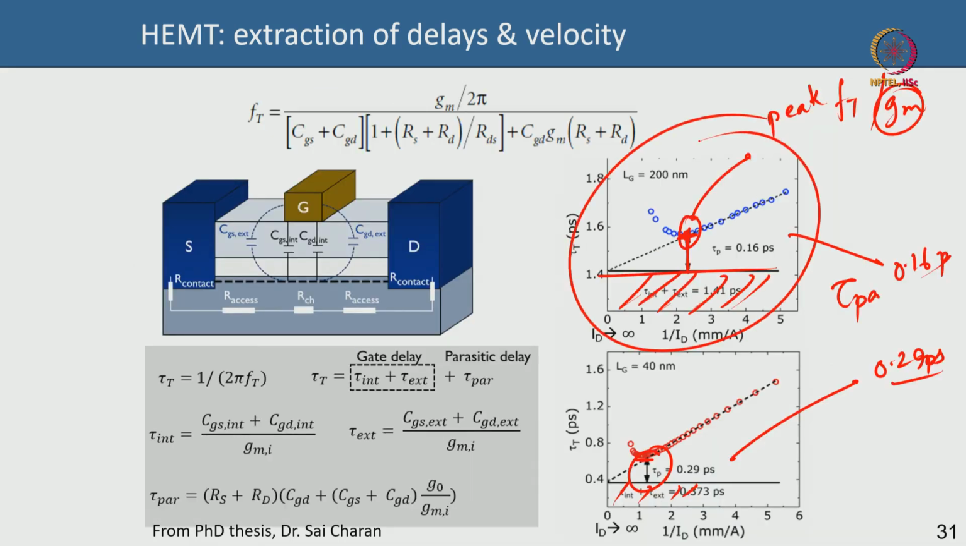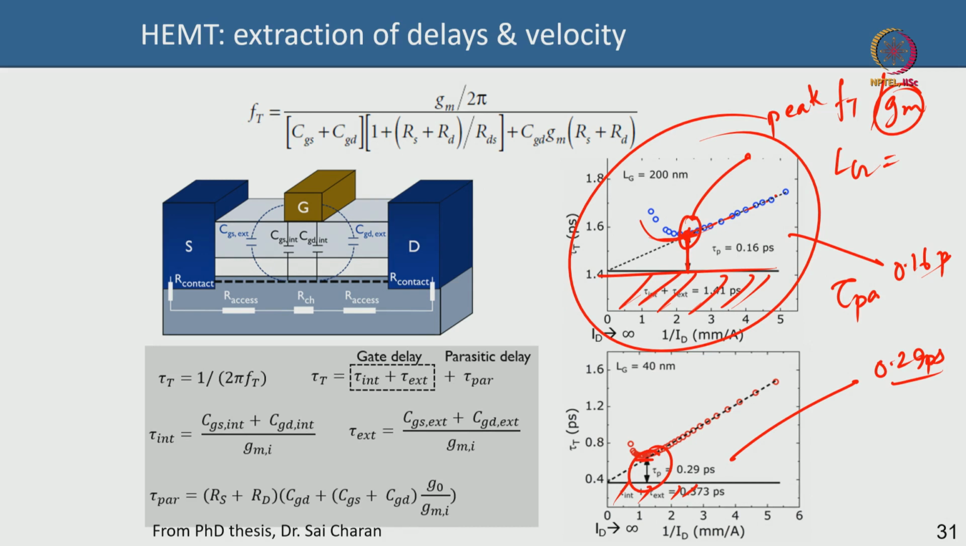So for that, what they do is that you do this exercise for 10 different devices, maybe 5 different devices of different gate length: 40 nanometer, 60 nanometer, 80 nanometer, 100 nanometer, 150 nanometer gate length. You keep changing the LG, and for each of them you do 10 points to extract this. So you have to do a lot of measurements, and each measurement takes time. This is a laboriously time taking process, and you have to do it very carefully.